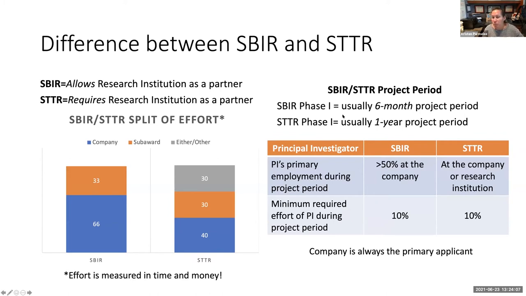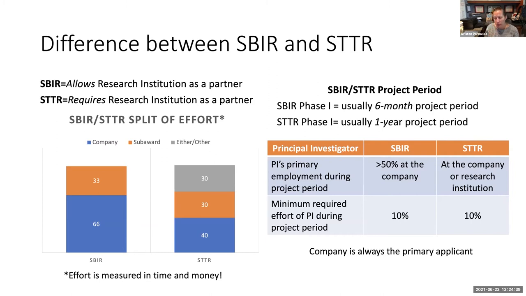Again, SBIR phase one is usually 6 months, while STTR is typically 1 year. And in both instances, no matter what the time frame of your project is, the minimum required effort of the principal investigator is 10%. So they must allocate 10% of their time, either over a 6 month period or a 1 year period, to the phase one project.